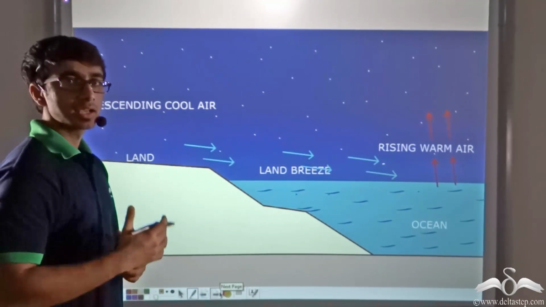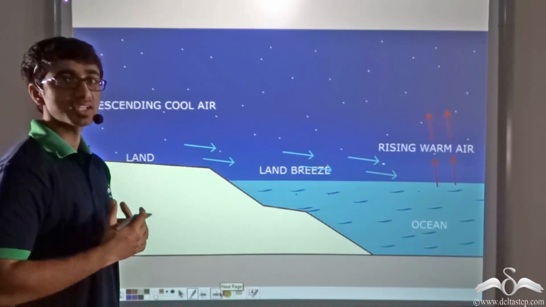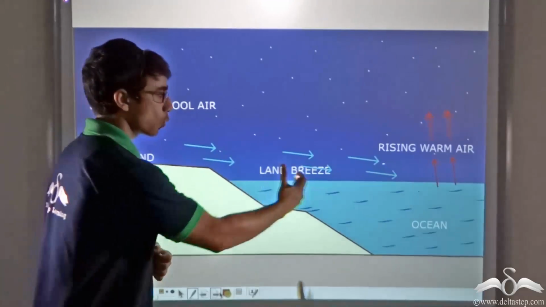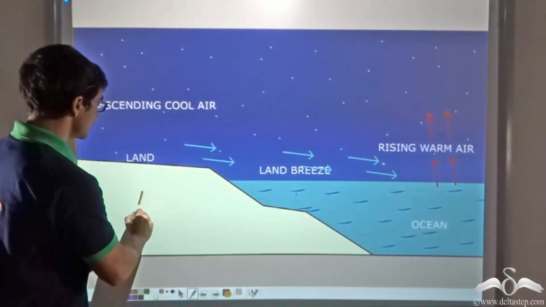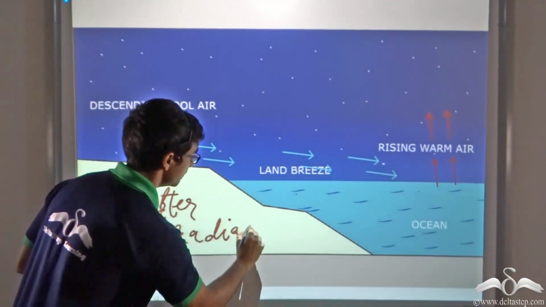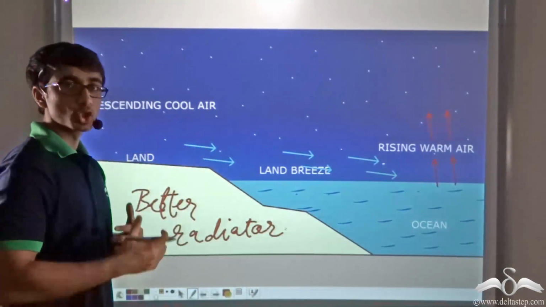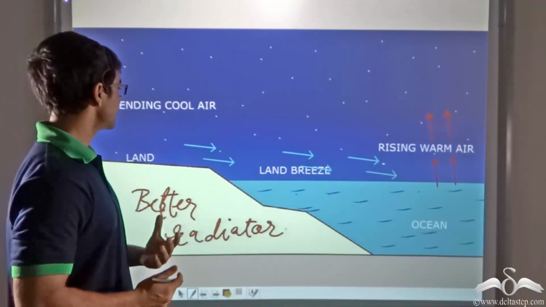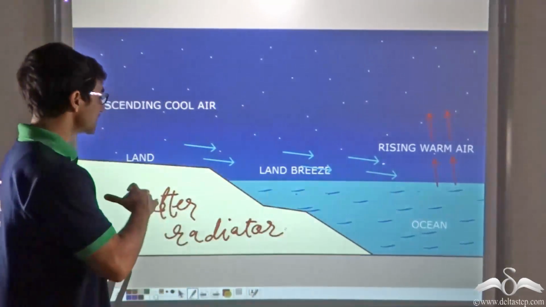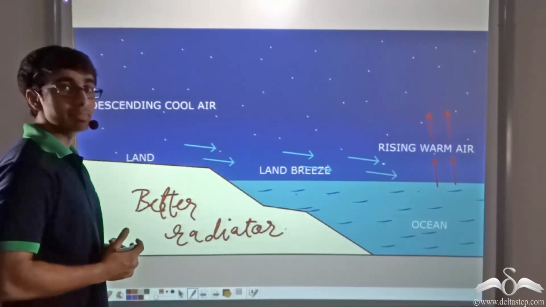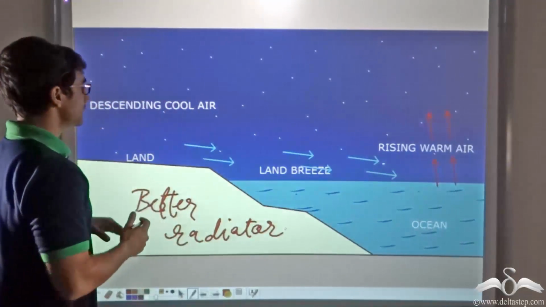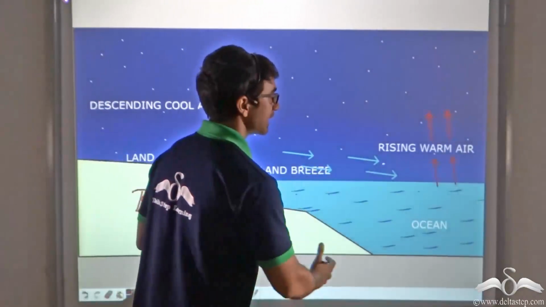Now during night, the earth radiates heat energy. That is, the earth loses heat. Land is a better absorber of heat than is water, that is the ocean. So land will be a better radiator of heat because it is a better absorber of heat. We have studied that good absorbers are good radiators. So in this case, land will radiate more heat energy as compared to ocean, and the temperature of air above the land will become lower than the temperature of air above the ocean. So on land we have cool air and over ocean we have warm air.